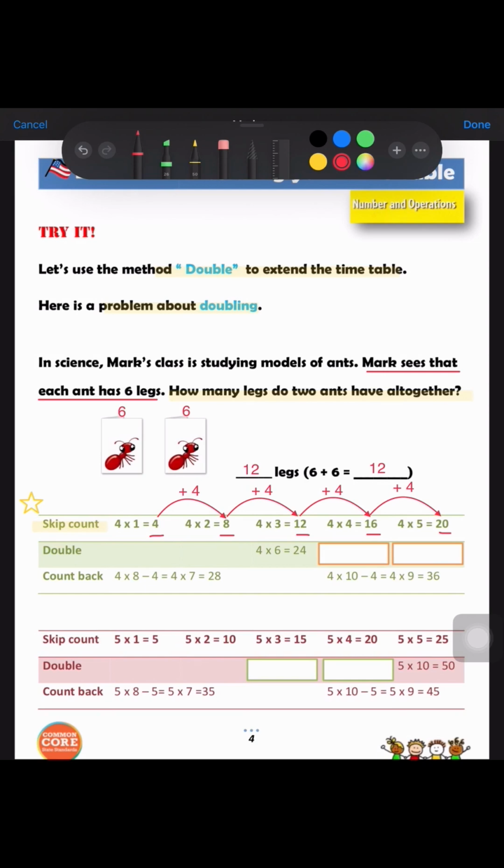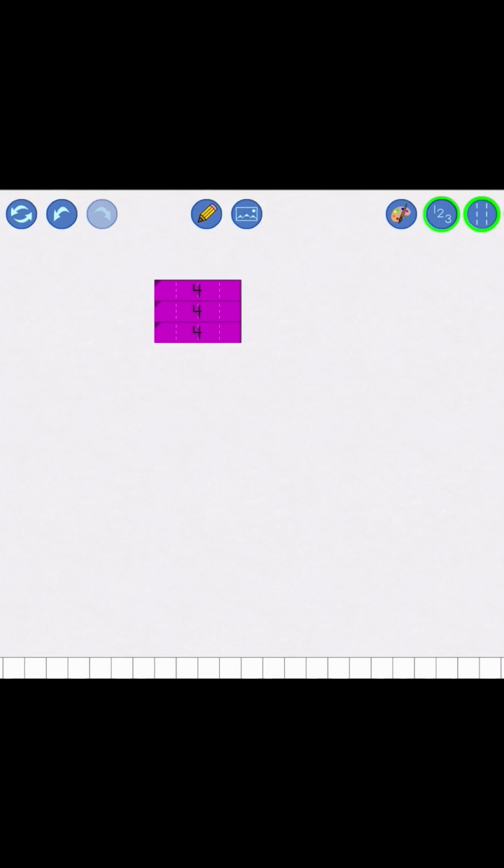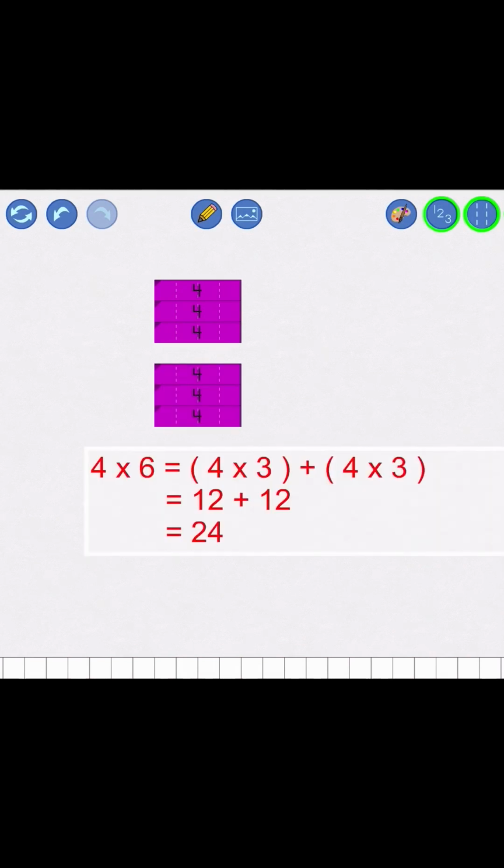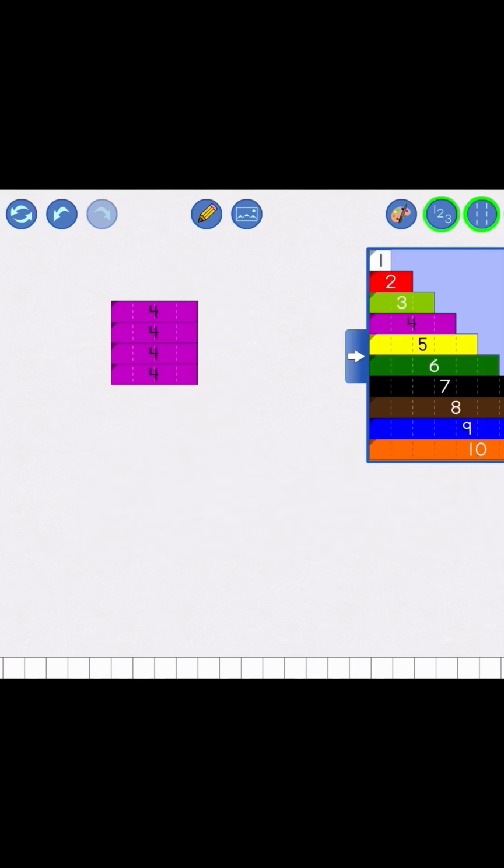And then we use the doubling method to find 4 times 6. Because 6 is the double of 3, so 4 times 6 is the double of 4 times 3. And just now we have found 4 times 3 equals 12. So 4 times 6 equals 12 plus 12, which is 24.